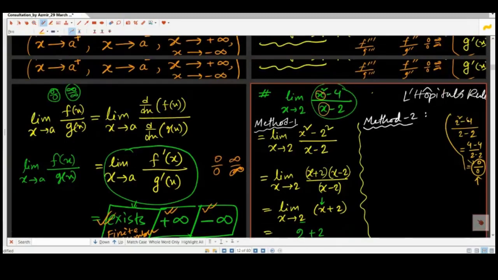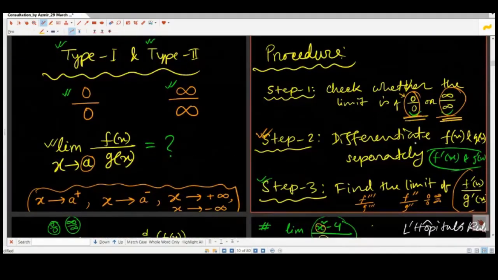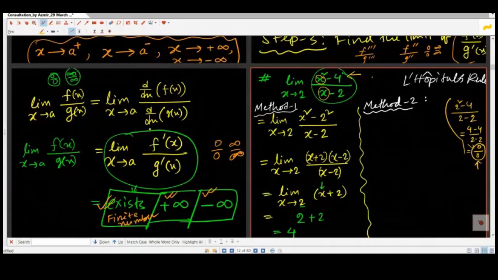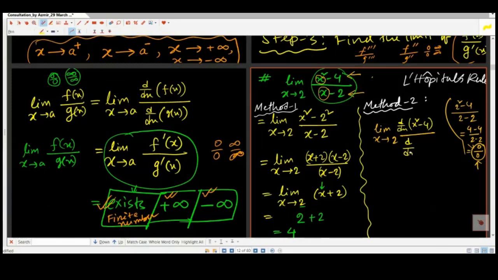Since we have 0 over 0, now by using L'Hopital's rule, we have to differentiate both f of x and g of x separately. The top function is f of x, the bottom function is g of x. We are going to differentiate the top function x squared minus 4, and we have to differentiate the bottom function.